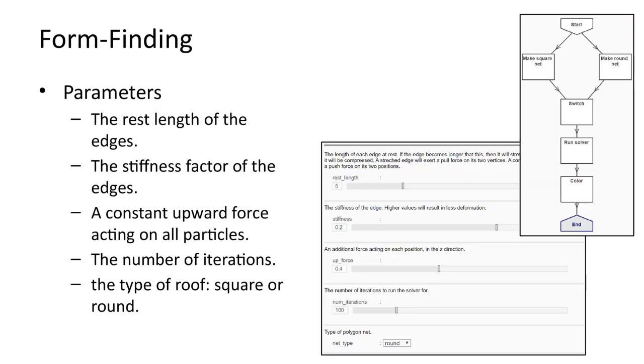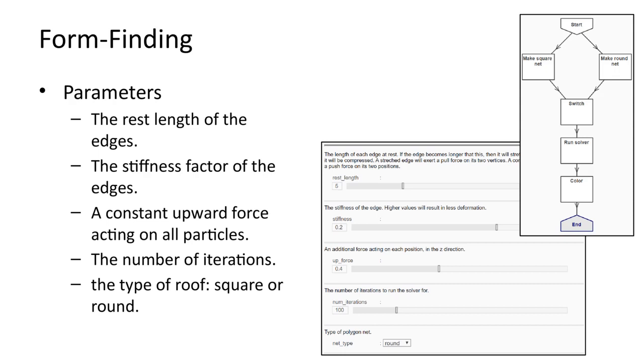The flowchart has 5 parameters. The first is the rest length of all the edges. The second is the stiffness factor of the edges. The third is the upward force. The fourth is the number of iterations. And the final parameter is the type of roof, square or round.